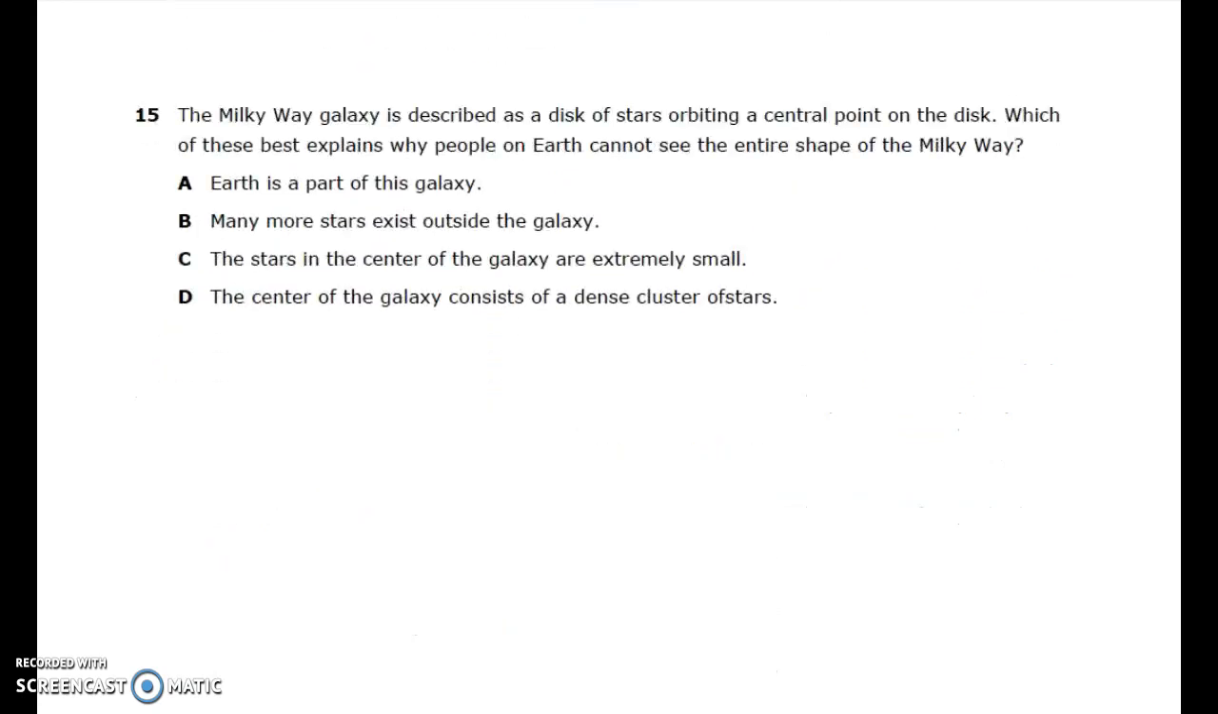Number 15. The Milky Way galaxy is described as a disk of stars orbiting a central point on the disk. Which of these best explains why people on Earth cannot see the entire shape of the Milky Way? A. Earth is a part of this galaxy. B. Many more stars exist outside the galaxy. C. The stars in the center of the galaxy are extremely small. D. The center of the galaxy consists of a dense cluster of stars.